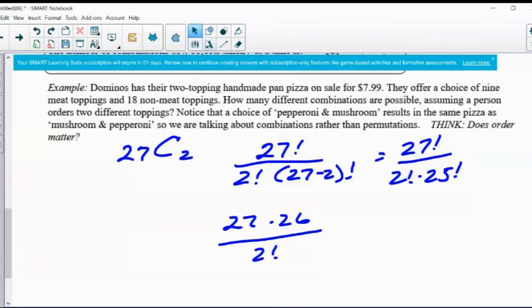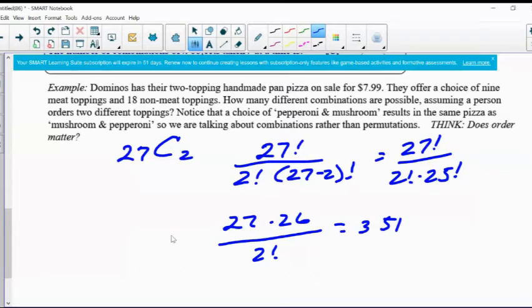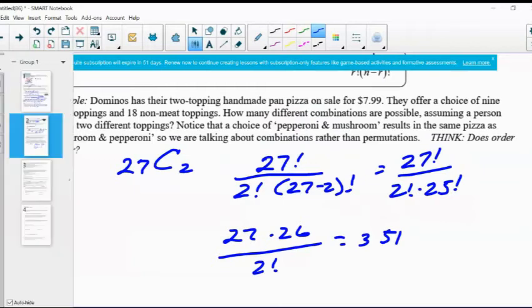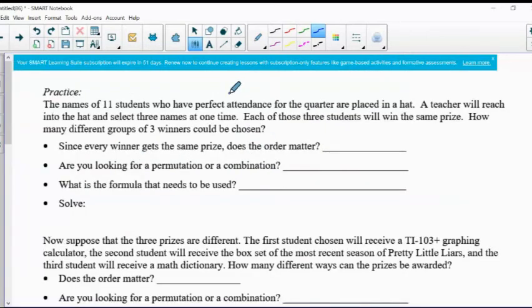that are repeated. So we do 27 times 26, and then we divide that answer by 2, and there should be 351 different ways to do it. Okay, 351 combinations. Because the order doesn't matter. And that's the key. You've got to keep thinking, does the order matter? Does the order not matter?